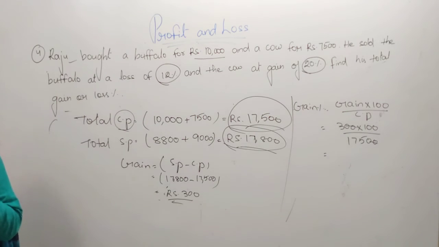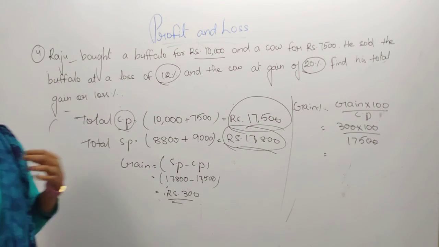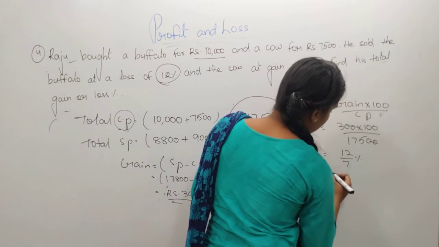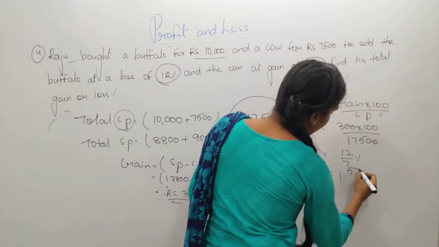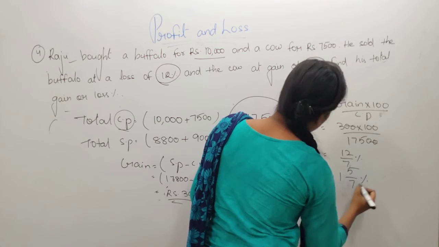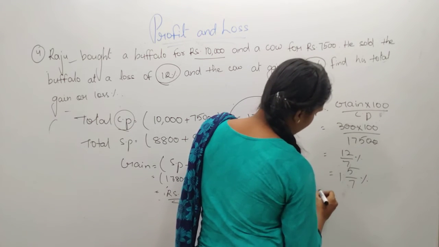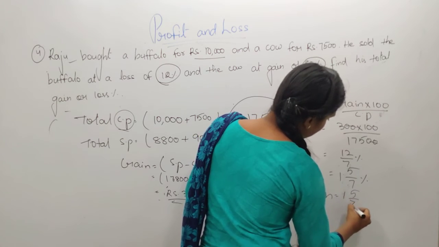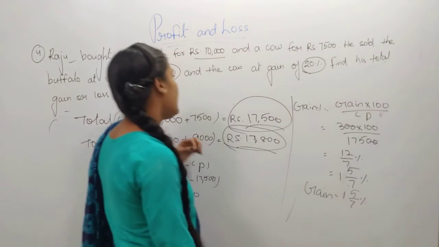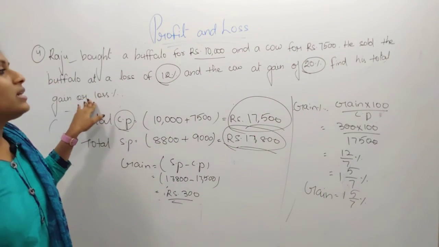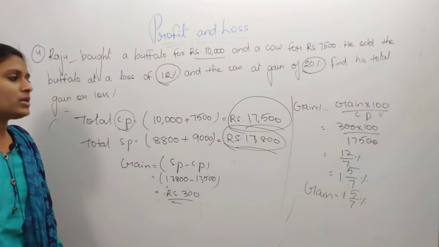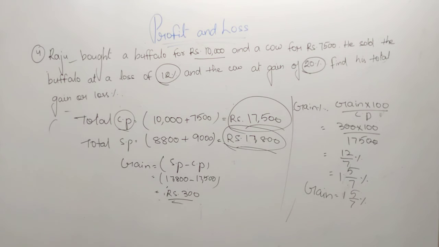12 by 7%. By solving this also, 1 whole 5 by 7%. This is the actual gain percent. Gain percent is equal to 1 whole 5 by 7%. Finally, he got a gain by selling the buffalo and cow. Okay, next we will solve the next problem.